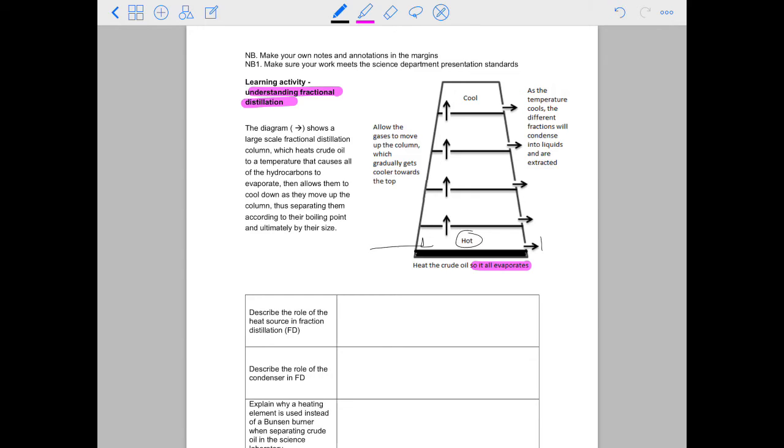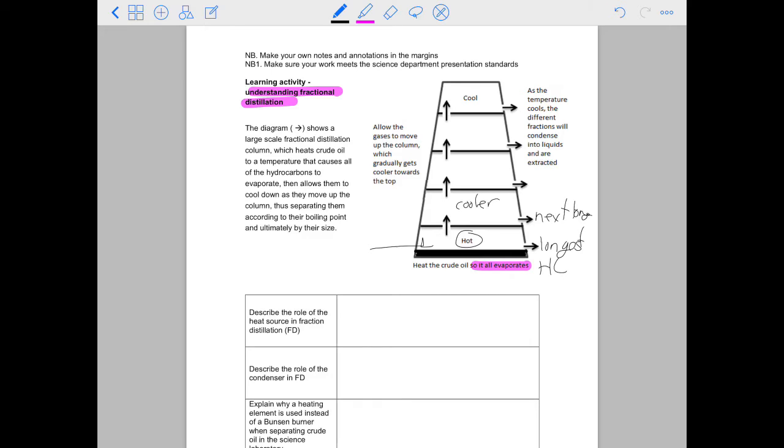So the longest hydrocarbons come off as a liquid here. And then the gases are able to travel up, and here it's a little bit cooler, but it's still quite hot. And so the next longest hydrocarbons will come off here as a liquid because it's cool enough here now that the gas is turned into a liquid.